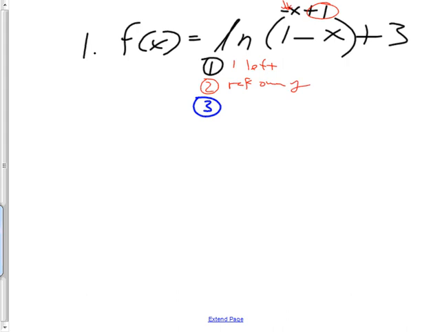And the number 3 thing is to move it up 3. Okay, good. So there's my list of things for how to translate or transform it. Next it says sketch it. Okay, I can sketch that.